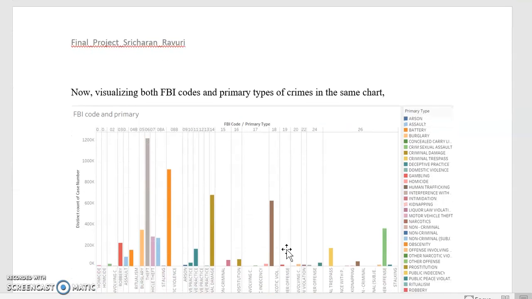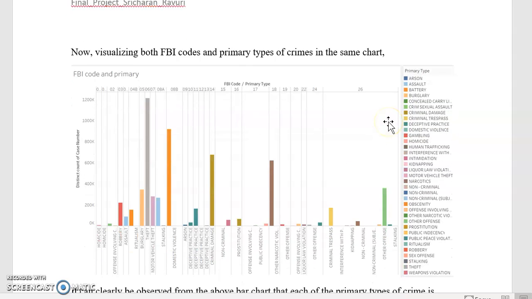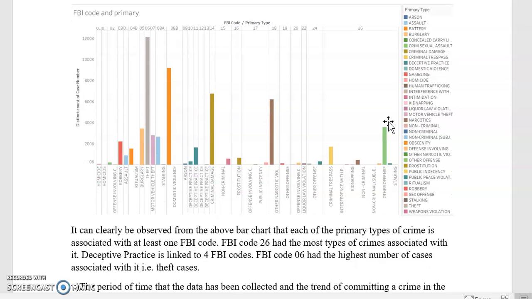Now visualizing the FBI codes and primary types of crime in the same chart. It can be clearly observed in the bar chart that each primary type of crime is associated with at least one FBI code. FBI code 26 had the most crime types associated with it. Deceptive practice is tied to 4 FBI codes. FBI code 06 had the highest number of cases associated with it, with theft cases.